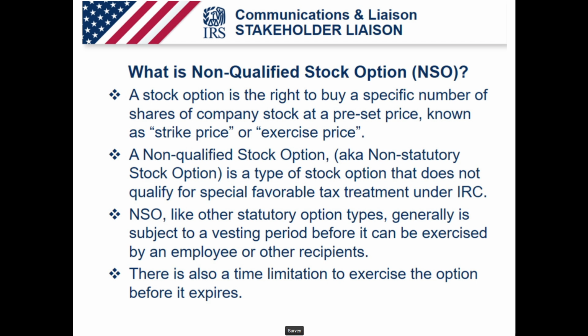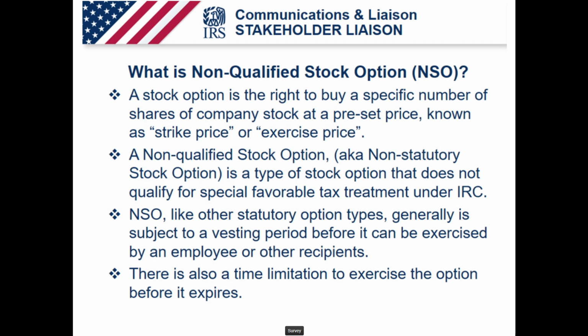The other common form of equity compensation offered by large companies, as well as many startup companies, is stock options. A stock option gives the recipient the right to buy a specific number of shares of company stock at a preset price, also known as the exercise price or strike price, that hopefully is lower than the current share price. Before it can become exercisable by the recipient, the stock option is generally subject to a vesting period.